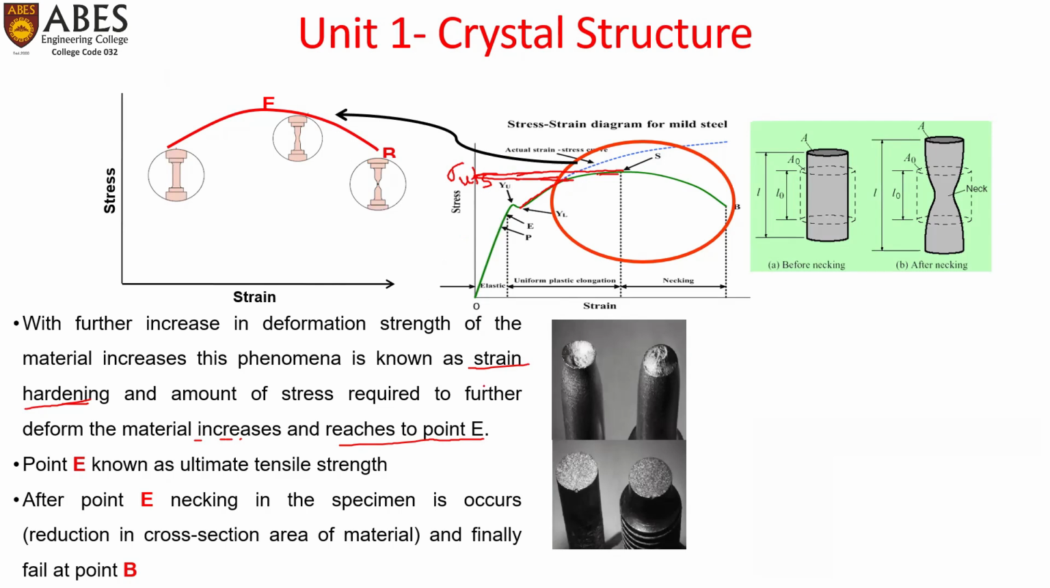Point E or point S, here it is shown S, so we can write S. After point S, necking in the specimen occurs, that is reduction in cross-section area of the material, and it finally fails at point B. After this S, the formation of necking begins, the neck area starts to form, and after a certain period, at a certain stress, the failure of the material occurs, and it is a typical cup and cone type failure, where one portion forms like a cup and one portion forms like a cone. That is called a cup and cone failure.